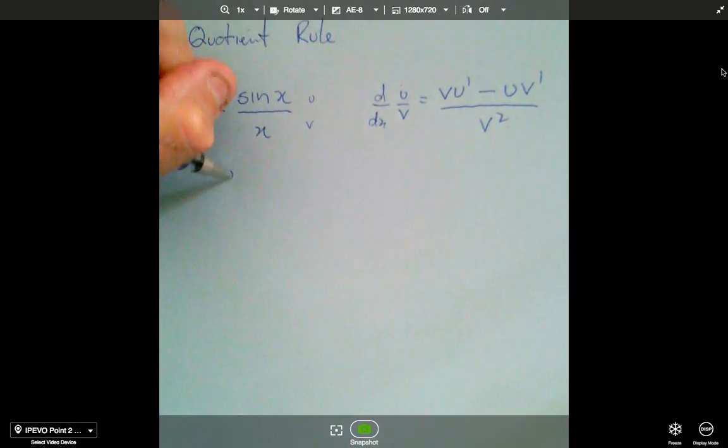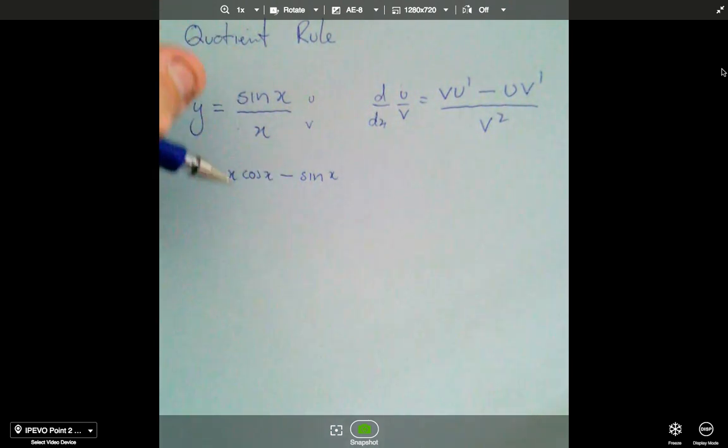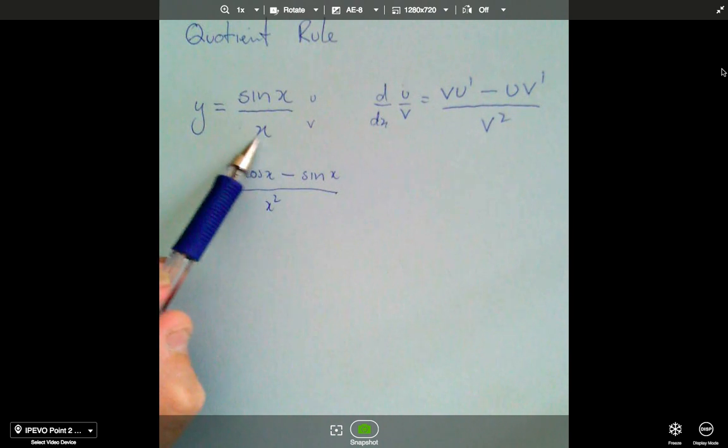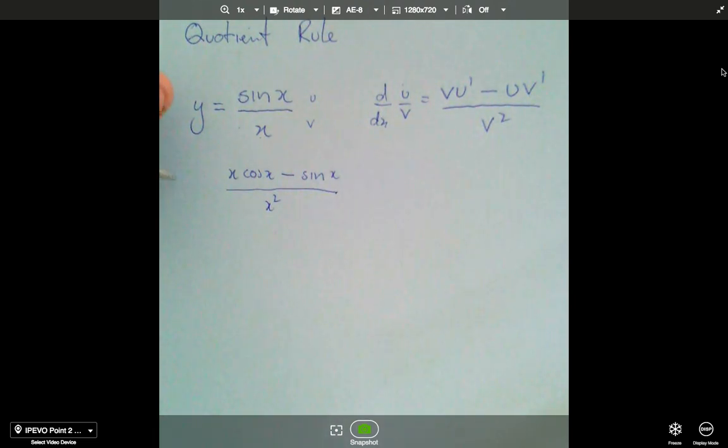So we get x. What's the derivative of sine x? Cos x minus sine x. What's the derivative of x? 1. All over v squared, which is just x squared, because this is our v. So we want v squared in this case, so it's just x squared. And that's the quotient rule. Obviously they get quite complicated at times, but that would be what dy dx equals there.